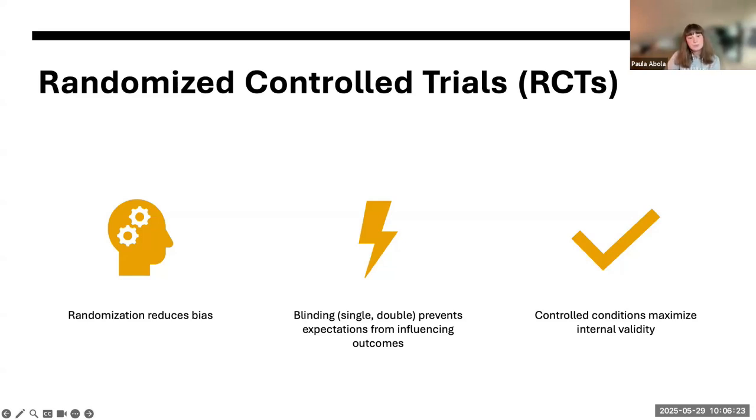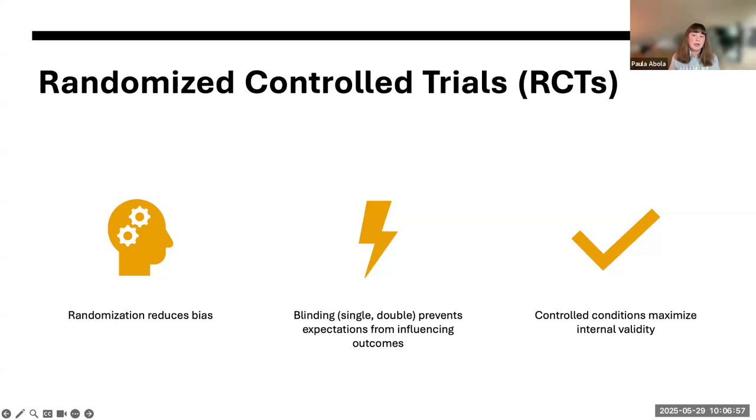Blinding is important because expectations can influence outcomes. And you might have heard of a phenomenon known as the placebo effect or observer bias. So an example here would be if a participant knows that they received the vaccine, they might believe that they are protected or report fewer symptoms, even if the vaccine had no real effect. Or on the other hand, if a researcher knows that someone received a placebo, they might even unconsciously be more attentive to symptoms in that person.